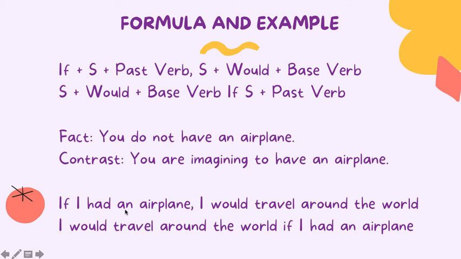If I had an airplane, if subject, I had an airplane, right? So had is the past form of the verb have. So if I had an airplane, comma, I would travel around the world. Or if you try to use the if in the middle of the sentences, I would travel around the world if I had an airplane.